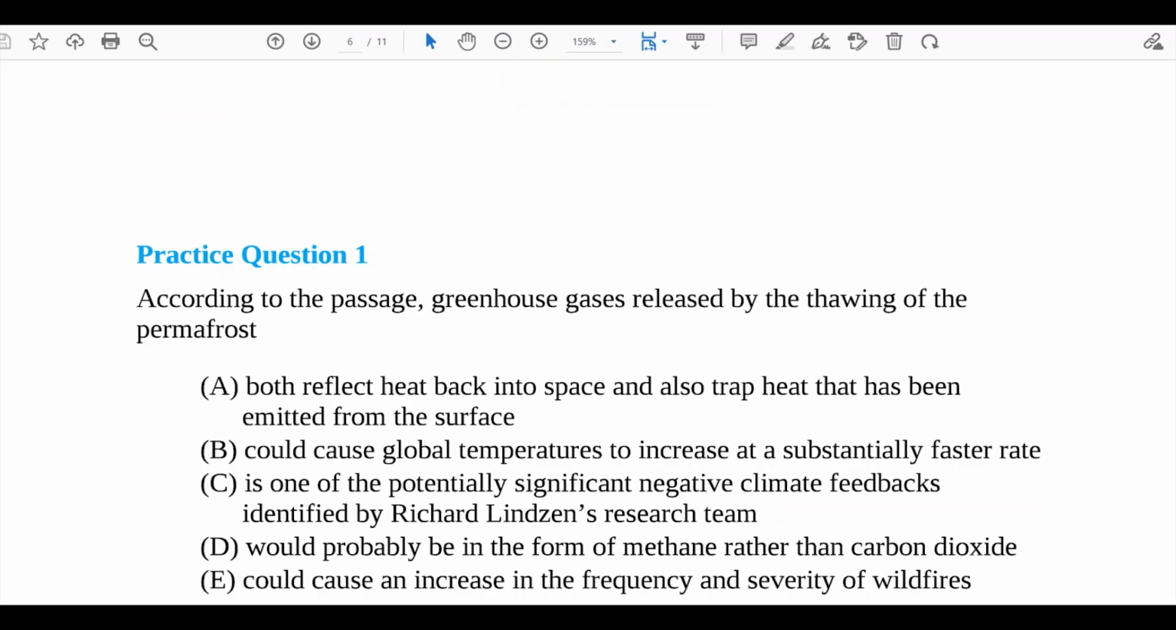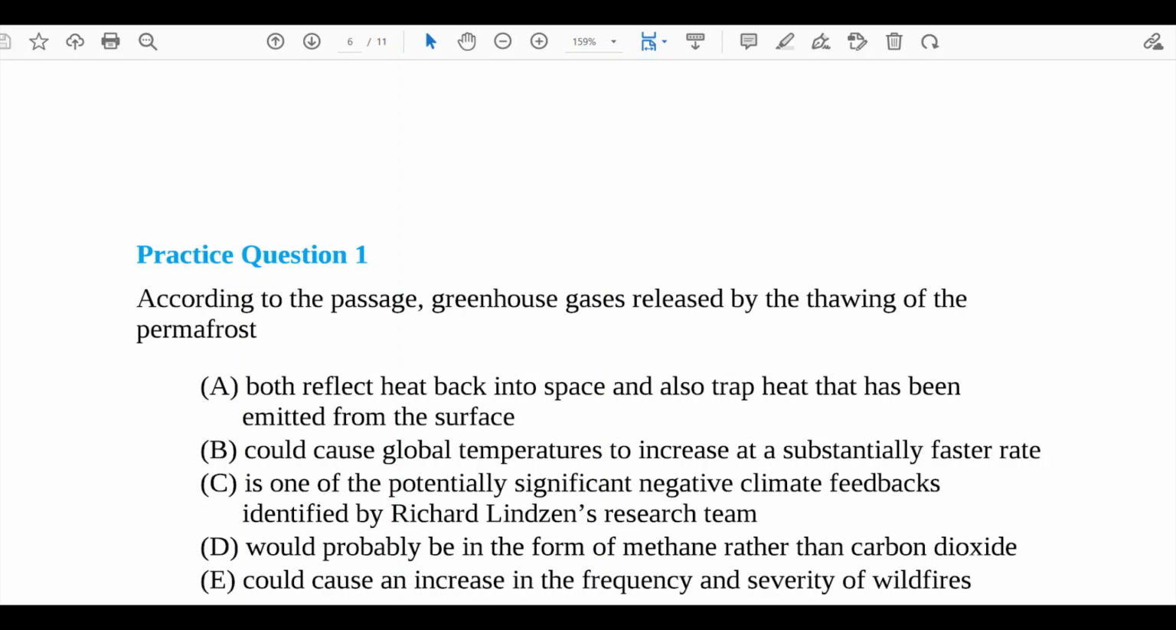Question 1. According to the passage, greenhouse gases released by the thawing of the permafrost, A option, both reflect heat back into space and also trap heat that has been emitted from the surface. B option, could cause global temperatures to increase at a substantially faster rate.